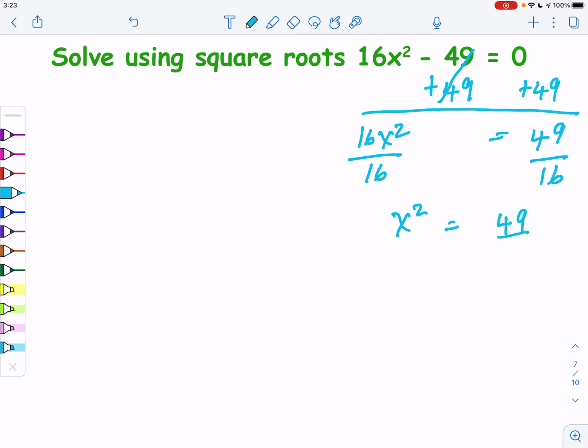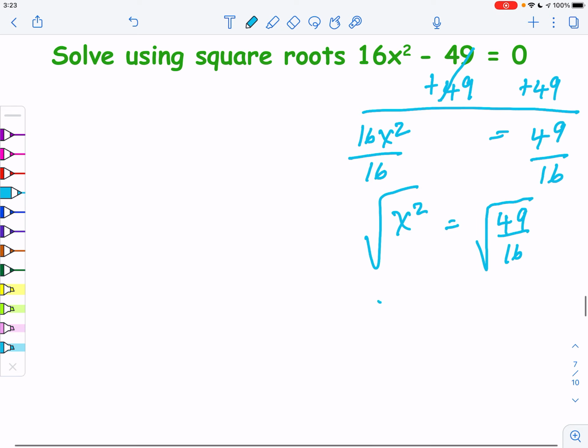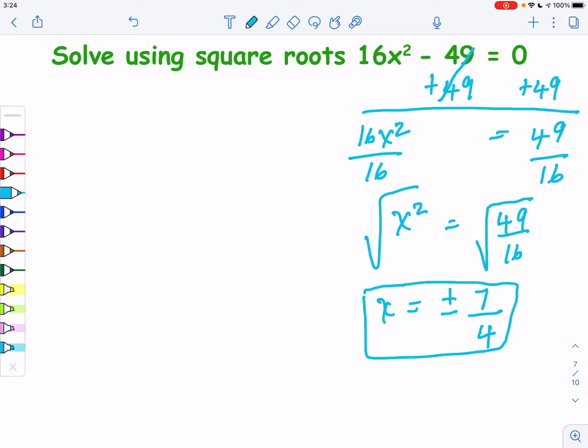So we are going to have to take the square root of 49 over 16. x equals positive or negative. 49 is a perfect square, so square root of 49 is 7. Square root of 16 is 4. So x is either positive 7 over 4 or negative 7 over 4. In fact, let me rephrase that. x has two answers, positive 7 over 4, negative 7 over 4.